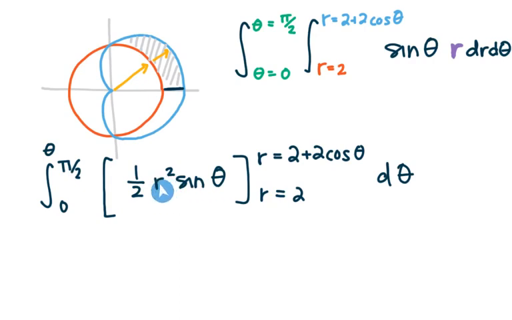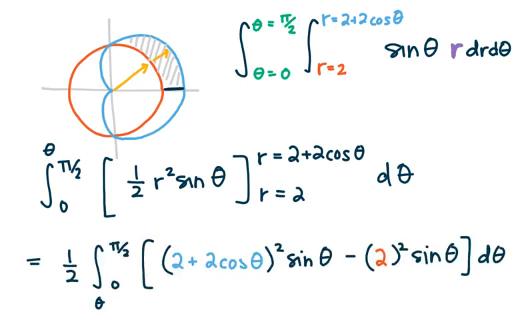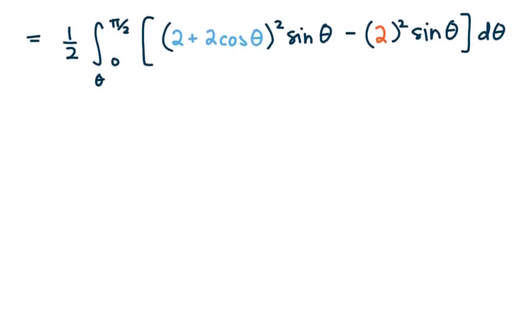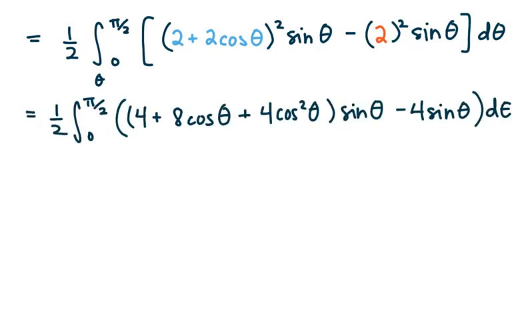Now we have our busy work algebra where we plug 2 plus 2 cosine theta into r squared, square it, and FOIL and distribute, and then we plug a 2 in. And so what we get looks like this. I took that 1/2 and pulled it out into the front. We have to FOIL, distribute, and then I've got 4 sine theta. Some foiling looks like this.